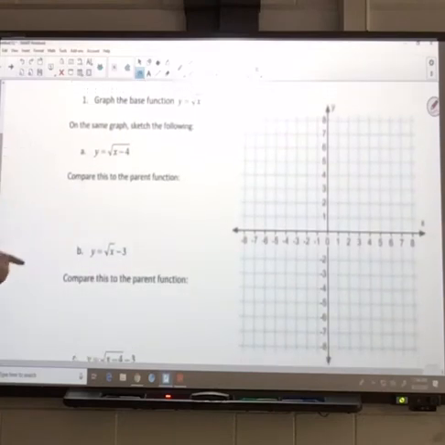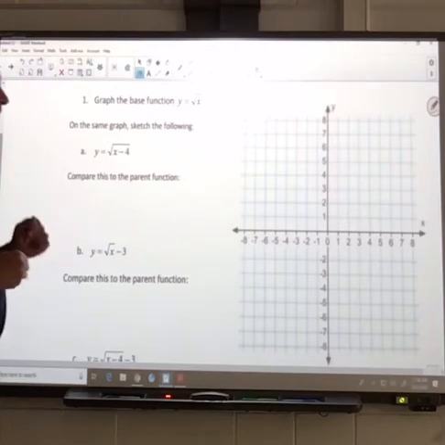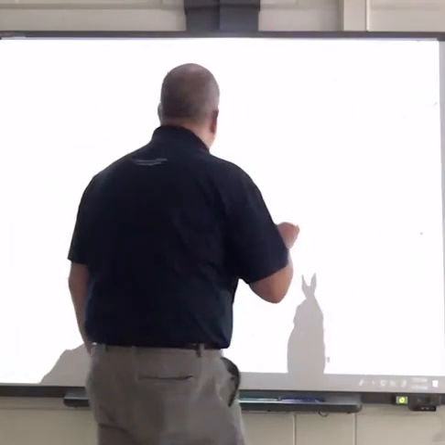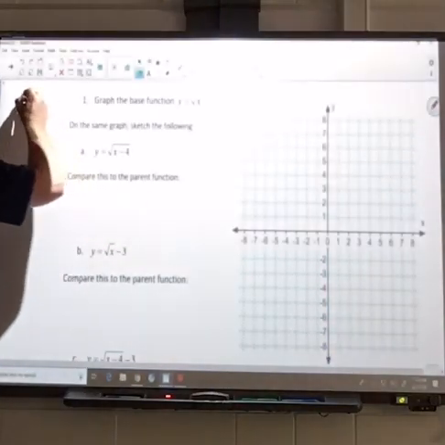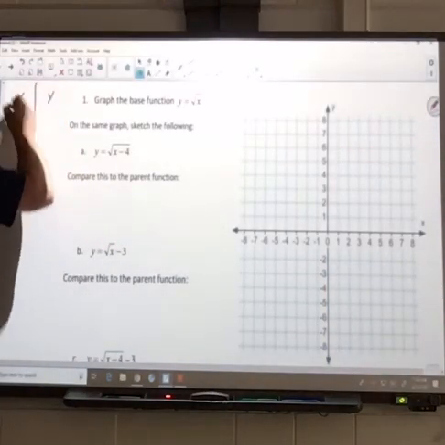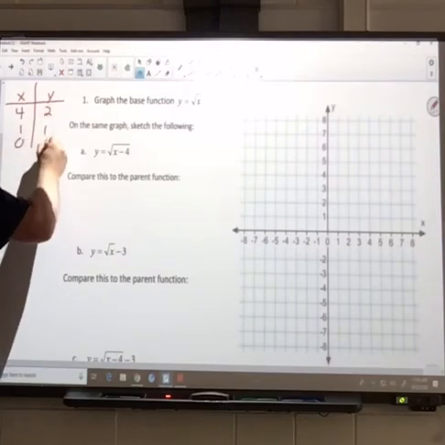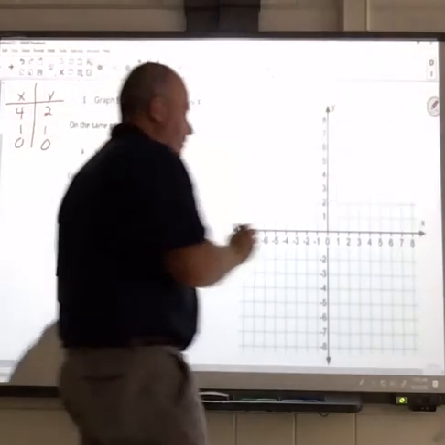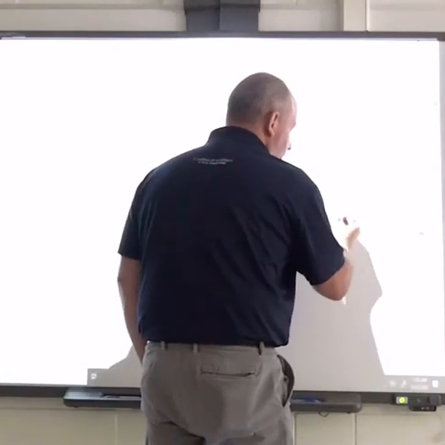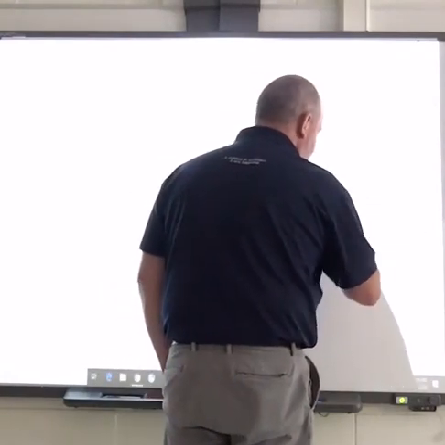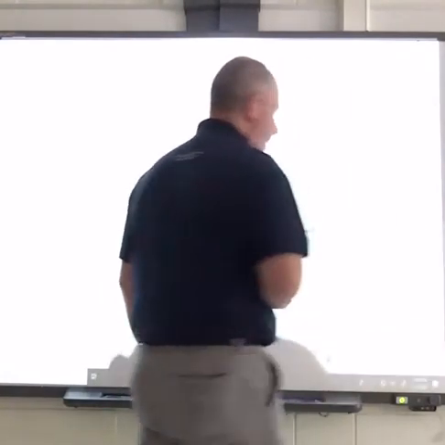So number one says, on the base function y equals root x, I want to graph the base function. So the base function, if you remember, for y equals root x: 4, 1, 0, 2, 1, 0. It was this basic function with a point here, and a point here. And it just sort of took off like that.